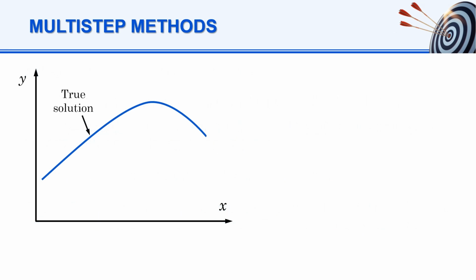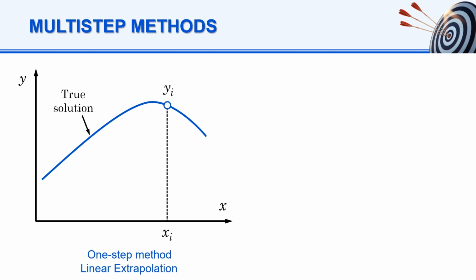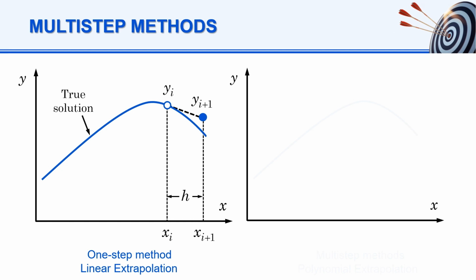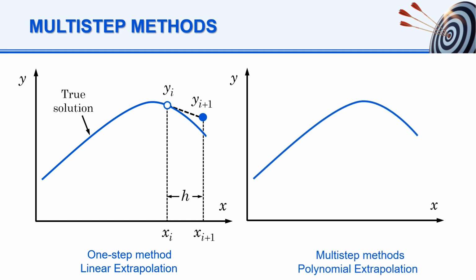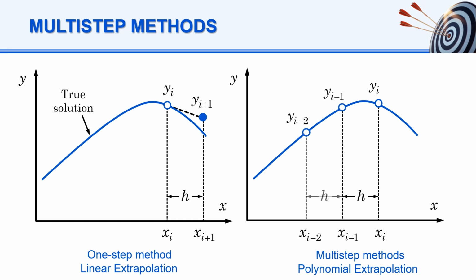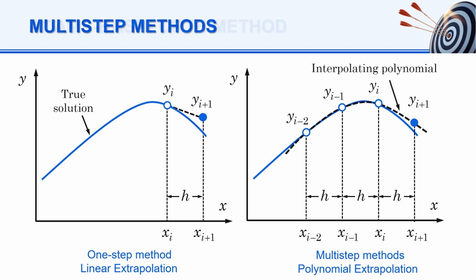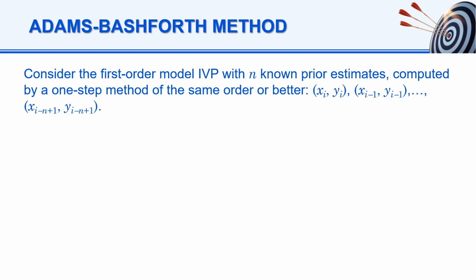Recall that the one-step methods used a linear extrapolation with an estimated slope to calculate the current step value. Multi-step explicit methods use polynomial extrapolation by using polynomial fits from previous step values, as illustrated. Consider the first-order model initial value problem with n known prior estimates, computed by a one-step method of the same order or better.